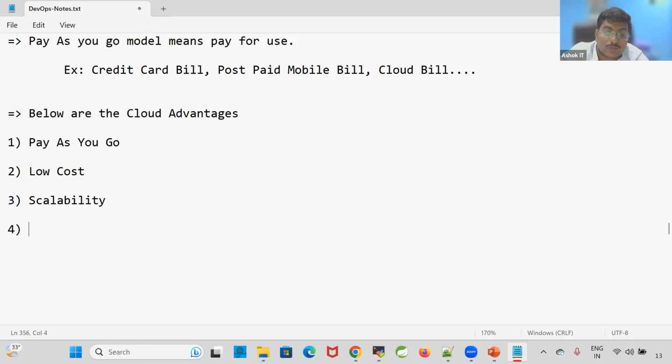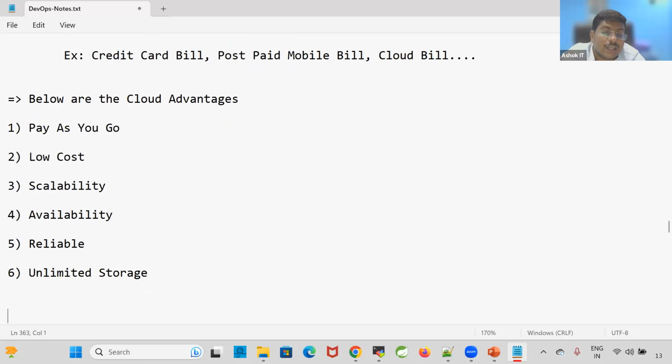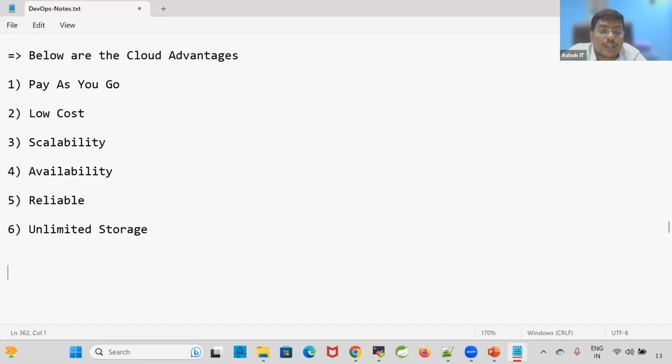Okay. And the next one, availability. 24/7, the cloud resources will be available. Okay. And the cloud resources that we are going to take, they are reliable. They are robust infrastructure we are going to get. And we are going to get unlimited storage. Okay. How much data you want to store, that much data you can store in the cloud. Okay. For storing the data, you need to pay money for them. Unlimited storage they are going to provide.